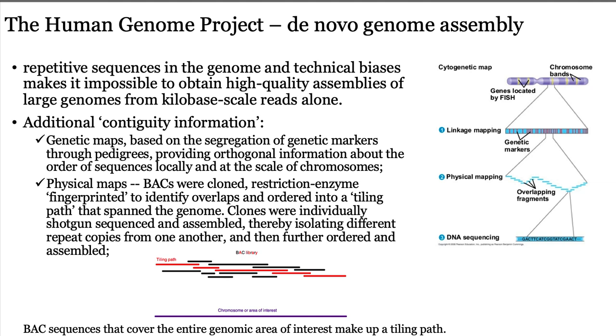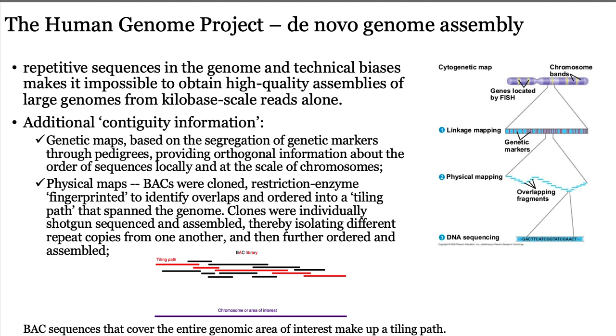And the tiling path. This is just a minor concept, and I'm not going to test you on this. If we collect all the BACs such that by merging them they can represent a specific genome, we say that this set of BAC library forms a tiling path. It is a concept used in genome assembly.